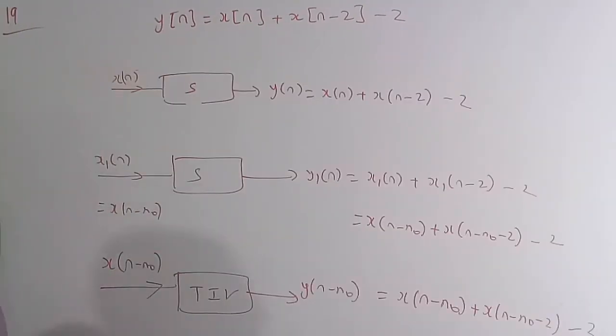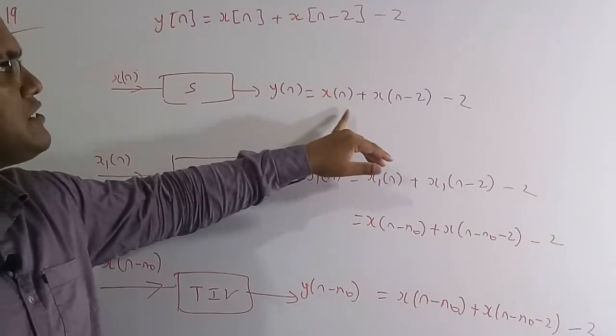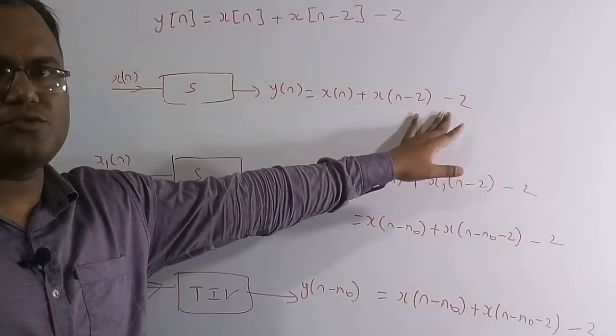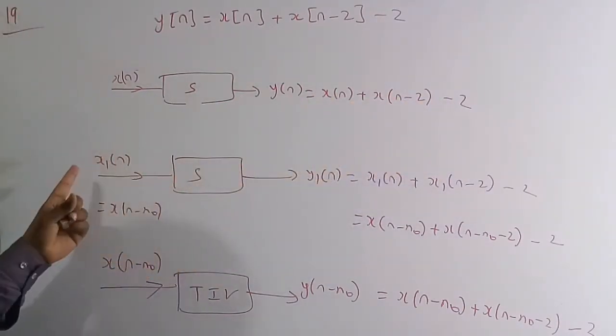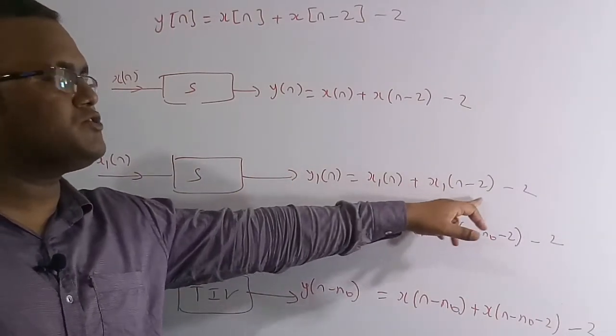Now we are going to check whether this system is time invariant or time variant. For this system, if the input is x of n, the output is y of n is equal to x of n plus x of n minus 2 minus 2. For the same system, if the input is x1 of n, then the output is y1 of n is equal to x1 of n plus x1 of n minus 2 minus 2.